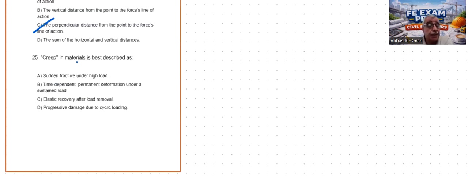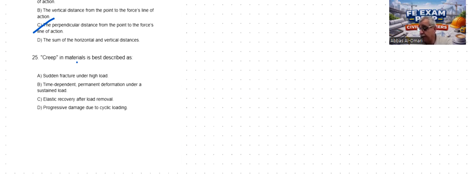The next question: creep in materials is best described by. Now, creep is continuous deformation or plastic deformation under constant stress. So sudden fracture under high load is not correct, this is not creep. B, time-dependent permanent deformation under sustained load. Now, elastic recovery is not creep. The progressive damage due to cyclic loading is fatigue. So the correct answer is B, which is time-dependent permanent deformation.